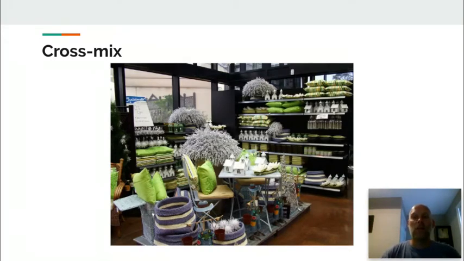So this would be an interior decoration theme. All right, this is with a type of chair, with the type of throw pillows that match it, with the type of interior decorations that would match it. All right. That would be a cross mix display.